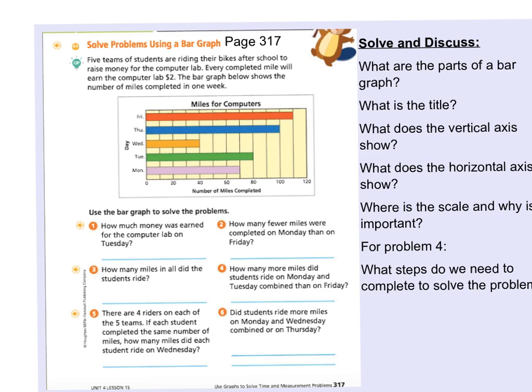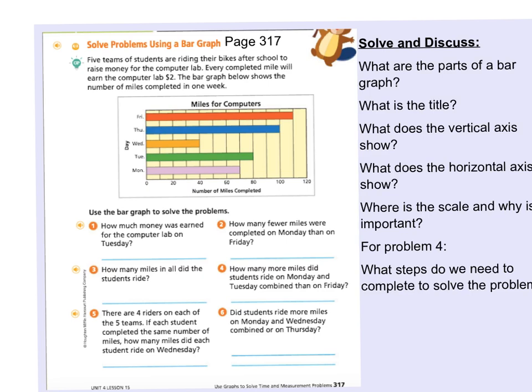So, I always read the directions because they give me some information. So, 5 teams of students are riding their bikes after school to raise money for the computer lab. Every completed mile earned the computer lab $2. So the bar graph shows the number of miles completed in 1 week. So that's interesting. So $2 for every mile. So you double all of these. So the bar graph part's pretty easy.